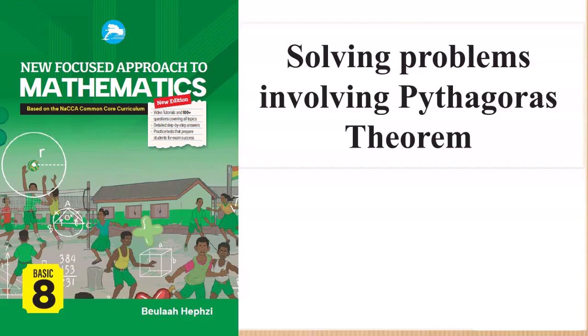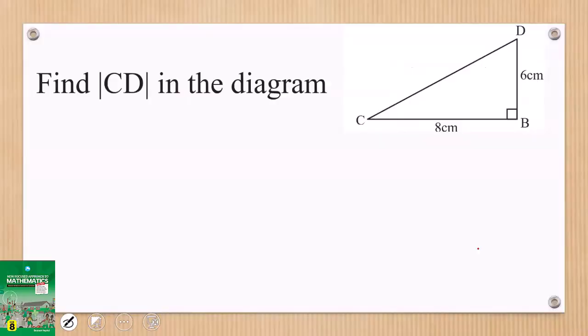This is the revised edition, and in this video, we want to look at problems involving Pythagoras Theorem. In our previous lesson, we were able to discover the concept behind Pythagoras Theorem, and so we are going to apply this concept to solve problems or questions. Let's take the first example. A diagram given is a right angle triangle. They've defined the side CB as 8 centimeters, BD as 6 centimeters, and they want you to find the CD, which is the longest side.